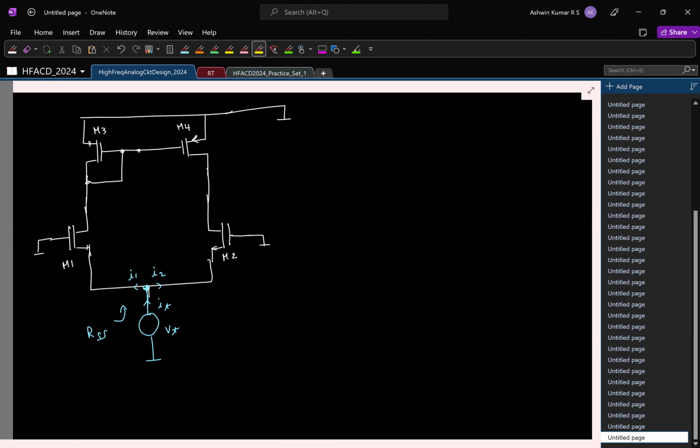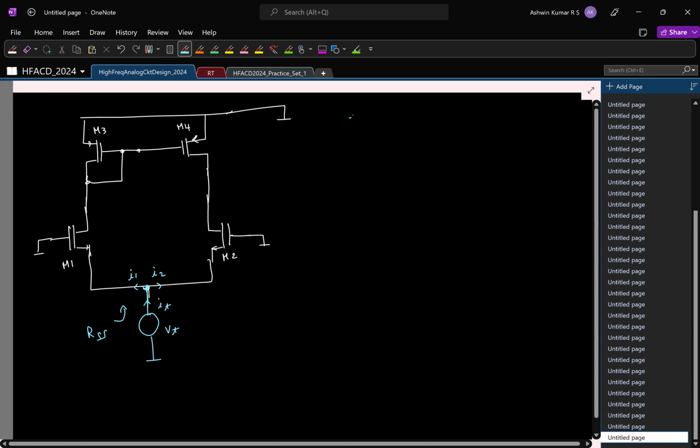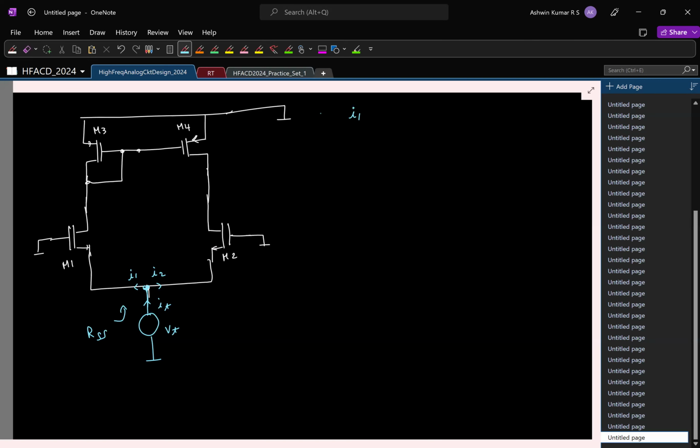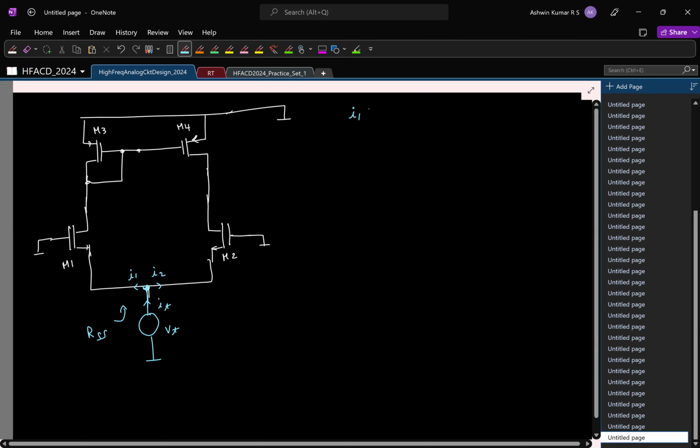Whose VGS is high here? But remember, current also depends on what? VDS. So which of the drain voltages is higher? Okay, so let's again assume, let's say I1 is greater than I2, right? And if I quickly draw the small signal, we'll have this here.